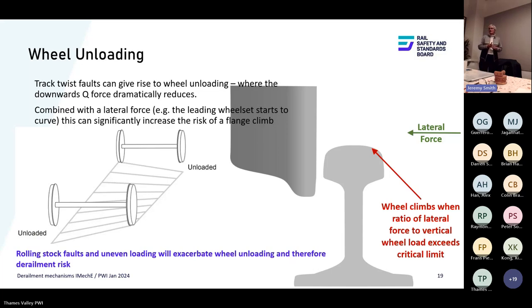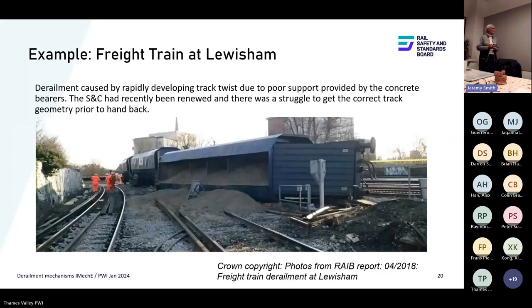And again, rolling stock faults and uneven loading exacerbate that and make it much more likely that you will actually get a derailment. And as I said earlier on the flange climb, the wheel climbs when the ratio of lateral to vertical is high enough, so that the lateral is enough to make it go up and the vertical isn't enough to hold it down. So here's an example. It's a freight train at Lewisham. I'm sure many of you will be familiar with that.